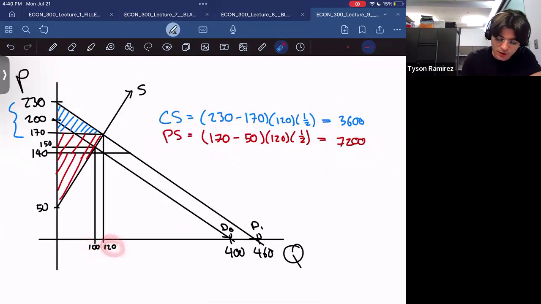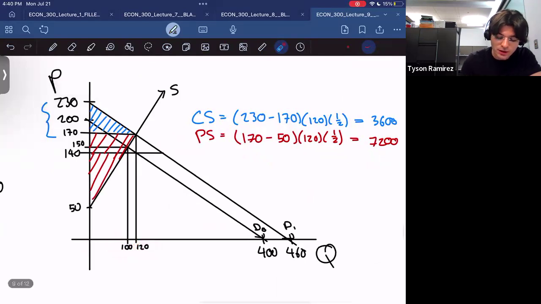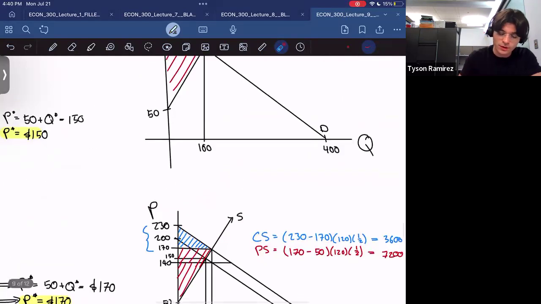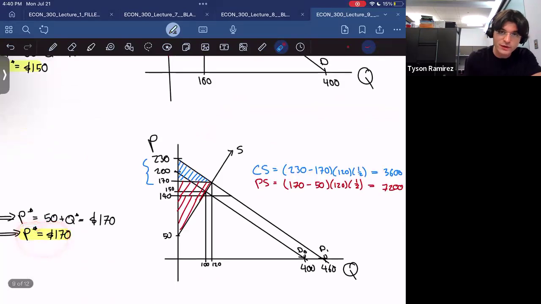Of course, quantity increased. And P star, remember, above was 150. P star now is 170. This makes intuitive sense. If the government's giving out money, then of course prices are going to go up. But is this a good thing? Surely this has to cost somebody something, right? And it will. Let's see how.